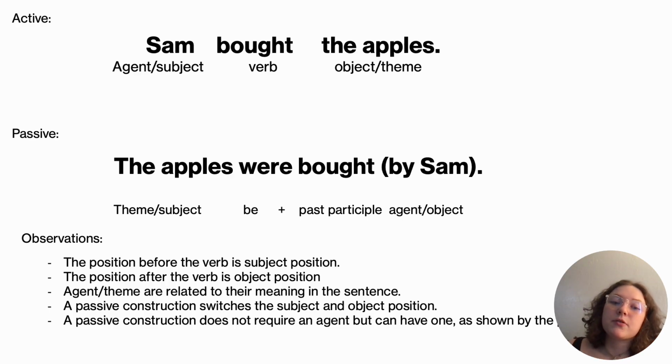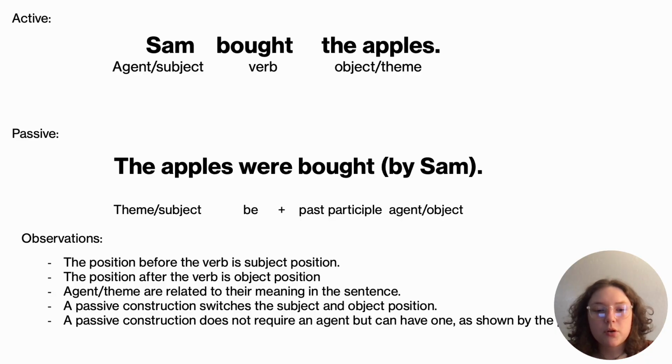However, this differs from agent and theme because Sam is the agent of both the active and the passive sentence, while the apples are the theme of both the active and the passive sentence. So therefore, we can kind of conclude that agent and theme are more related to the meaning of the sentence, while object and subject are more related to the structure and the grammar of the sentence.